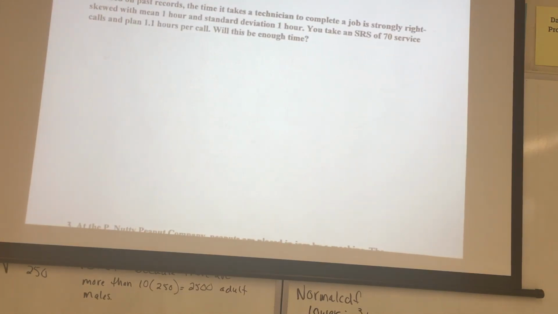Okay, flip the paper over, and you are going to try number 2. They're telling me that the distribution is strongly right skewed with a mean of 1 and a standard deviation of 1. I take an SRS of 70, and I plan 1.1 hours per call. I want to know, is this going to be enough time?